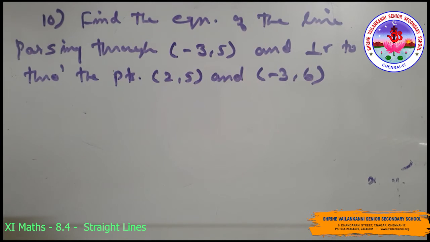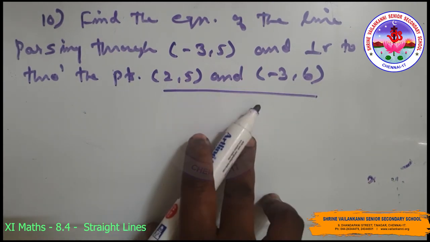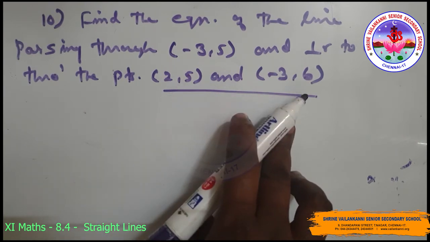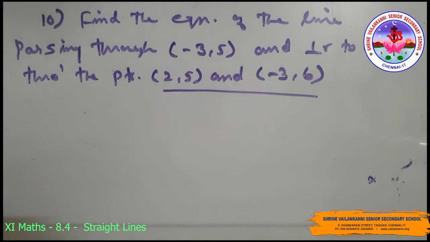10th question. Find the equation of the line passing through the point (minus 3, 5) and perpendicular to the line through the points (2, 5) and (minus 3, 6). Here we have to find the equation of a line which is perpendicular to another line passing through the points (2, 5) and (minus 3, 6). So we are going to find the slope using these 2 points and substitute in the equation of the line.